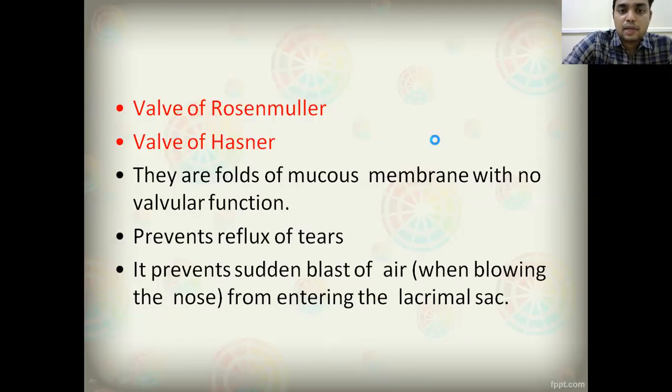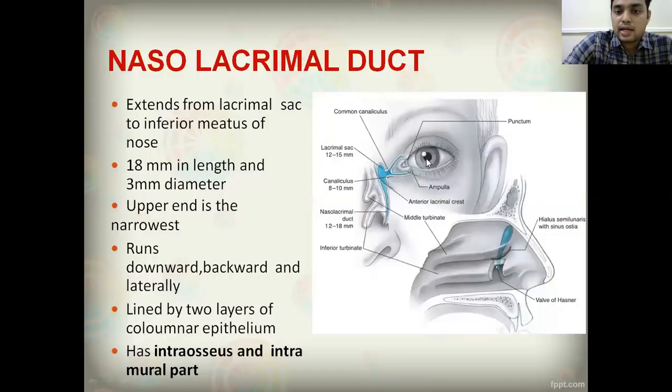So this is about the lacrimal passages. We start from the lacrimal gland to the conjunctival sac, then 2 puncta, that is the upper punctum and lower punctum, followed by the superior canaliculus and inferior canaliculus, which unite to form the common canaliculus. This common canaliculus connects the punctum to the lacrimal sac. The lacrimal sac is the upper expansion of the nasolacrimal duct. The lacrimal sac is followed by the nasolacrimal duct, which opens at the inferior meatus.